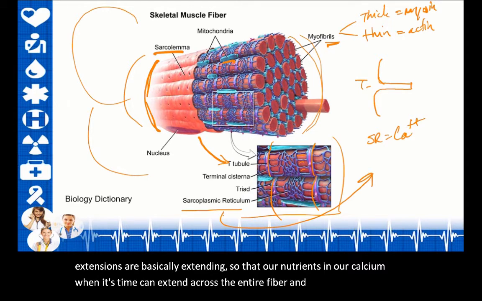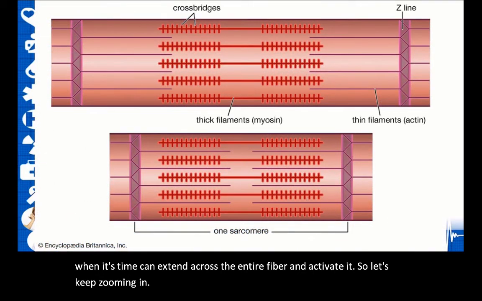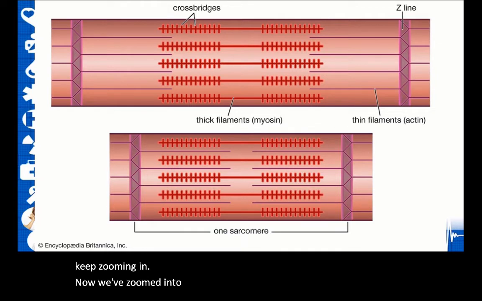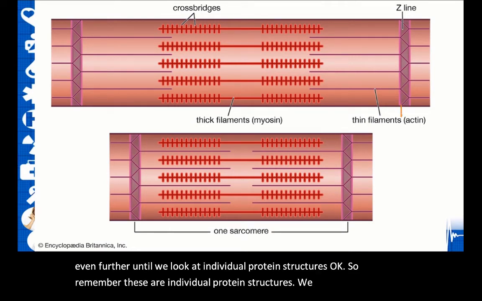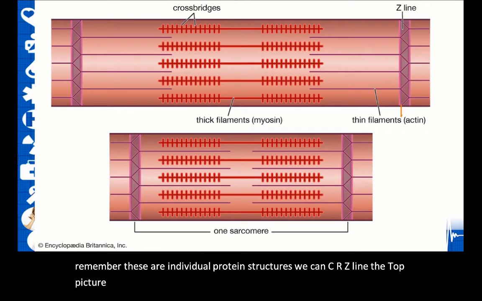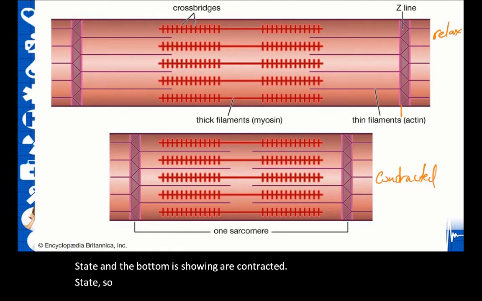So let's keep zooming in. Now we've zoomed into the microscopic level inside the cell and zoomed in even further until we look at individual protein structures. Remember, these are individual protein structures. We can see our Z line. The top picture is basically showing our relaxed state, and the bottom is showing our contracted state. So what are a few other things we have to add to this picture?